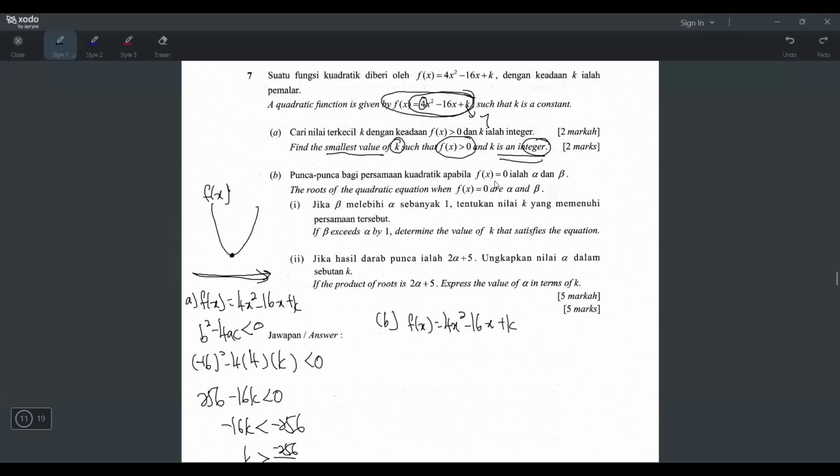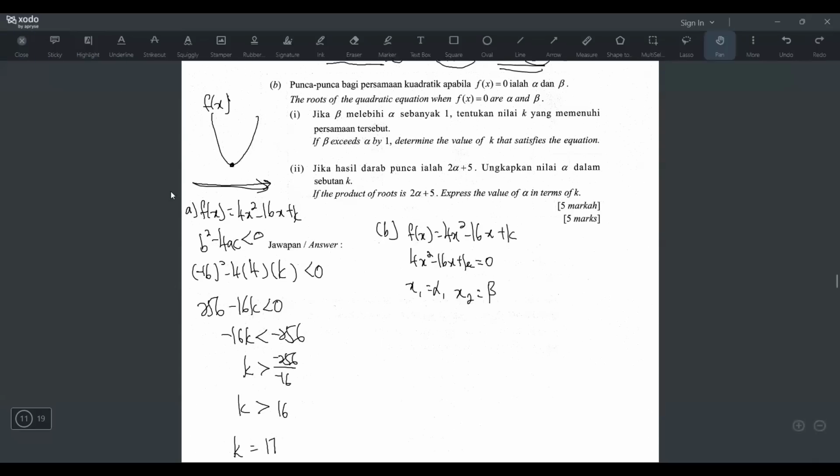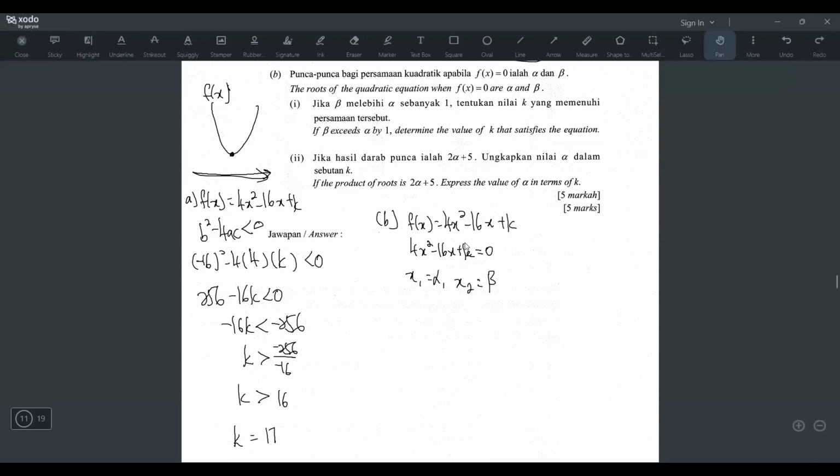But they do tell us the roots are alpha and beta. Okay, do the SOR POR method, because they give you the roots already. So x1 equals alpha. But they say when f(x) = 0, right? So I should actually write down the whole thing equals 0 first. 4x squared minus 16x plus k, whole thing equals 0. And then the x1 is alpha, the x2 is beta. Keep in mind you don't have the k, so it means your equation is not complete.